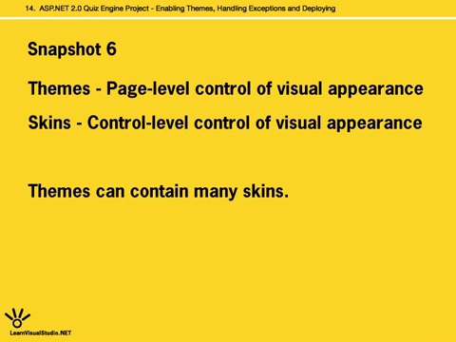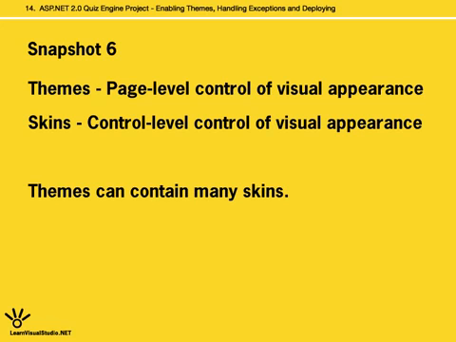And finally, in Snapshot number 8, we're going to try and look at some of the spots within our code where we can employ some better exception handling. We're going to add an error page for our site, and then we'll speak briefly about deploying the site to a web server.